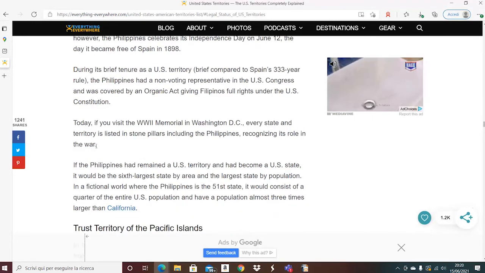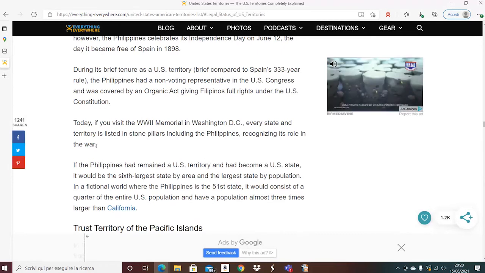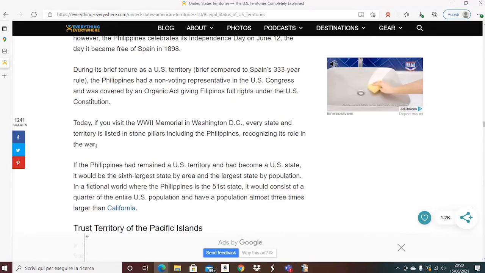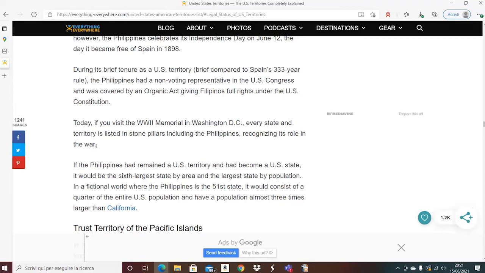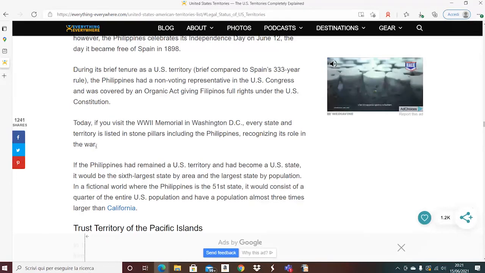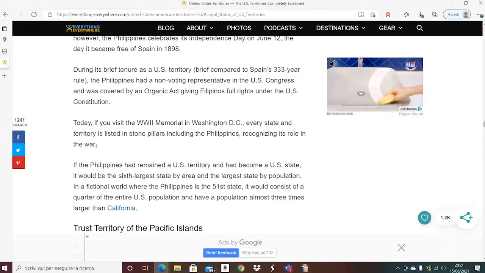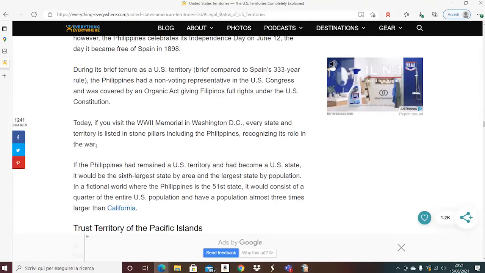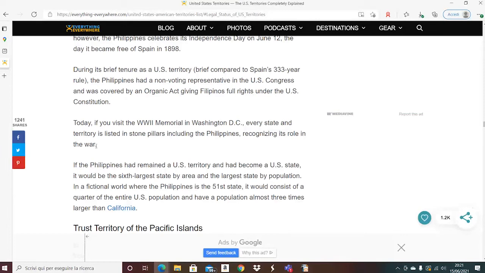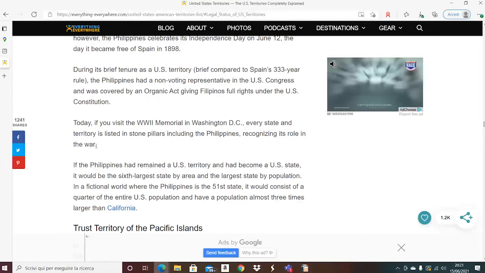If the Philippines had remained a US territory and had become a US state, it would be the sixth largest state and the largest state by population. In a fictional world where the Philippines is the 51st state, it would consist of a quarter of the US and have a population almost 3 times larger than California.